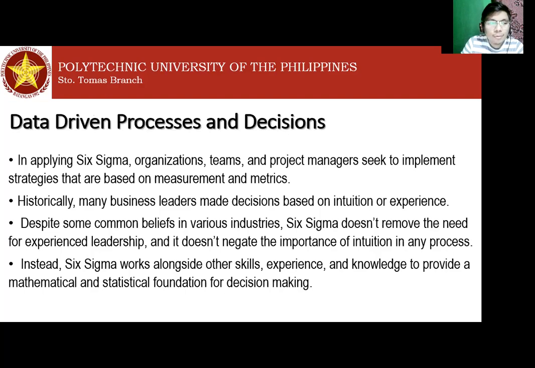In Six Sigma, data is very important. We have to provide all the data we need in order to identify the problem and provide concrete solutions. In applying Six Sigma, organization teams and project managers seek to implement strategies that are based on measurement and metrics. Historically, many business leaders made decisions based on intuition or experience. We cannot remove that, especially for those workers or leaders who have a lot of experience. Sometimes, the experience they have gone through is what they use in making business decisions.